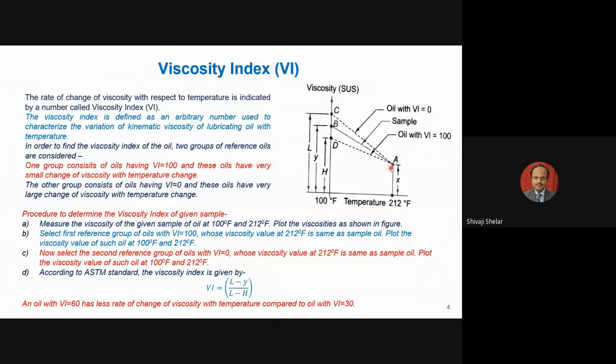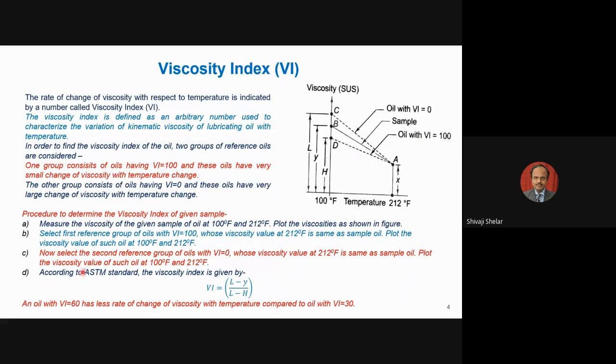Ideally, you should take at A point that X value, and the 100 degree value here, the 100 degree value for VI equal to 100. The 100 degree value here is H, and that value is plotted here with point D. So then you can join point A and D. So this line represents viscosity change for oil with viscosity index 100.